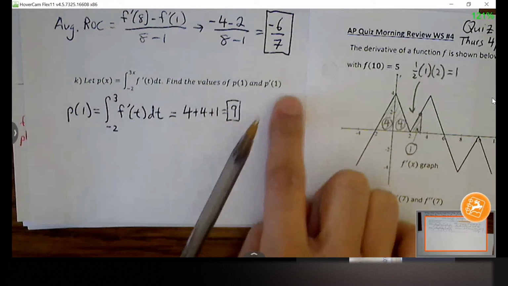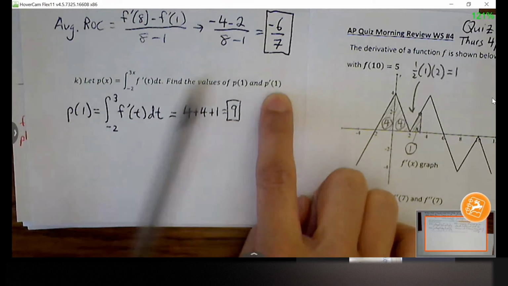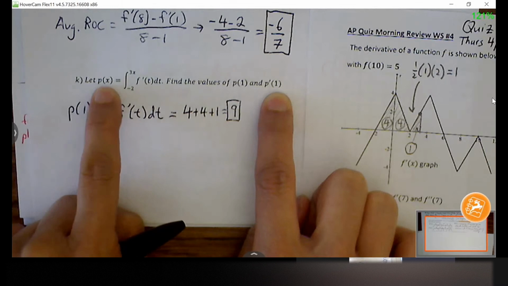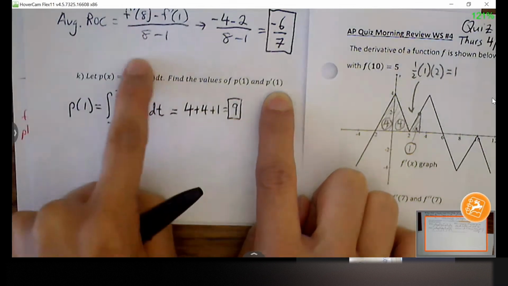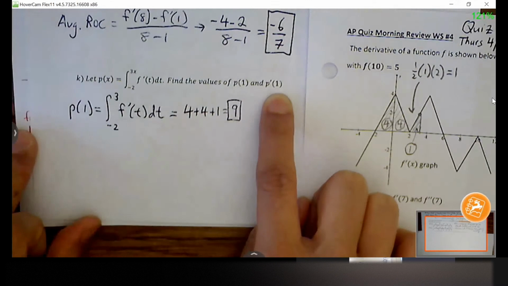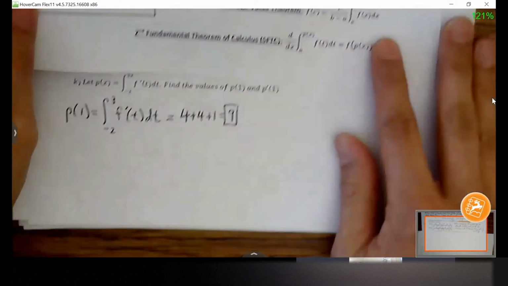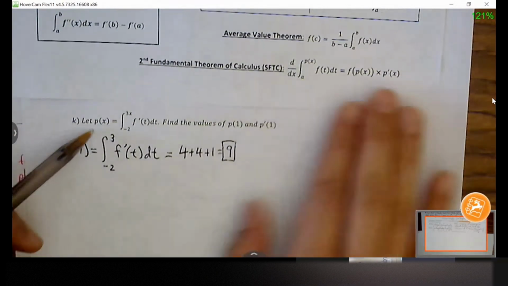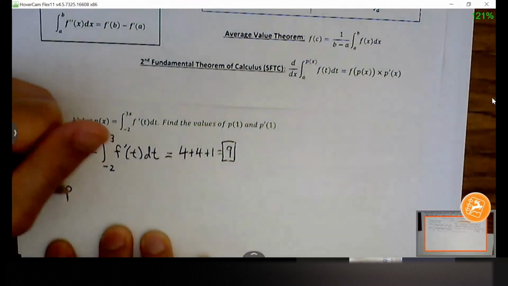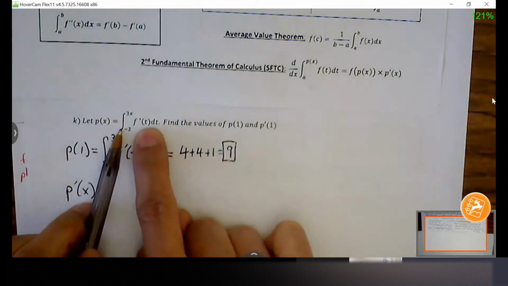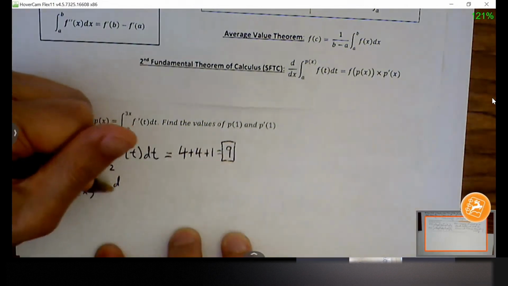Next up, I need to find P prime of 1, but before I get to P prime of 1, I'm going to spend my time finding P prime of x. So if I want to find P prime of x, I need to find the derivative of this mess. That's an application of second theorem. So let's create what P prime could look like here. P prime is simply the derivative of this right side.